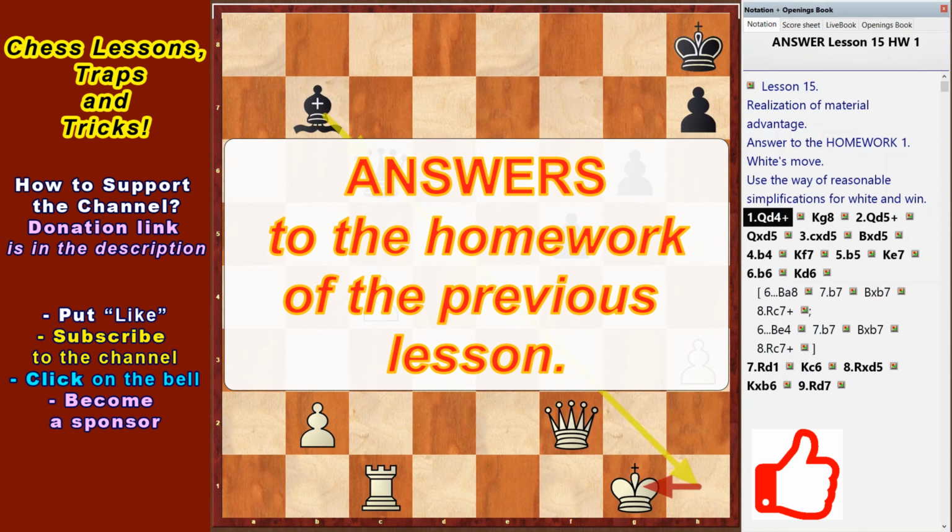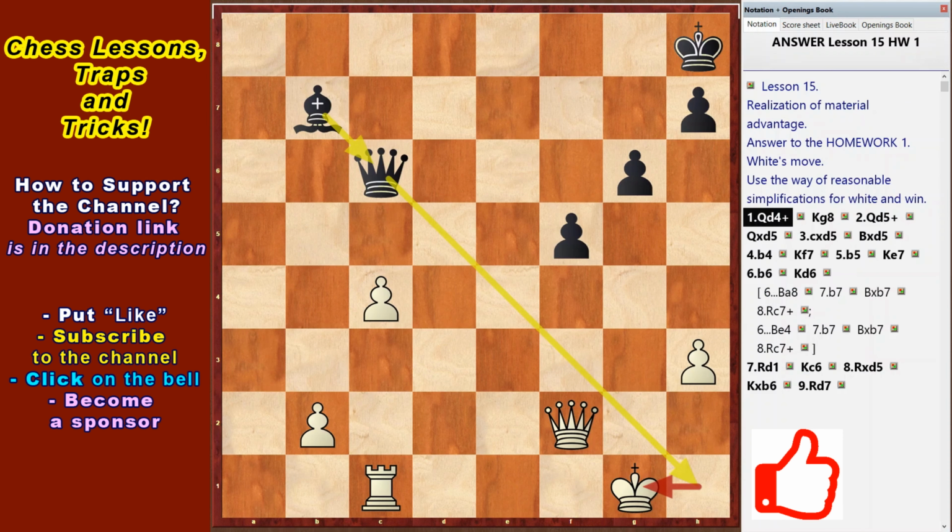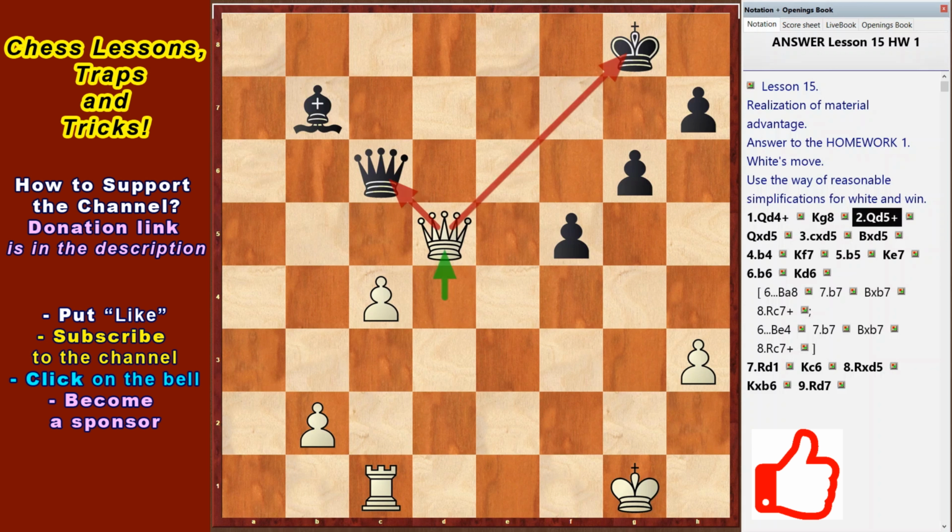And now the answer to the homework of the previous 15th lesson. It was necessary to win the game for white using the method of reasonable simplifications with a large material advantage. The answer: queen d4 check, king g8 and queen d5 check, double attack. Exchange follows, that is, reasonable simplifications.